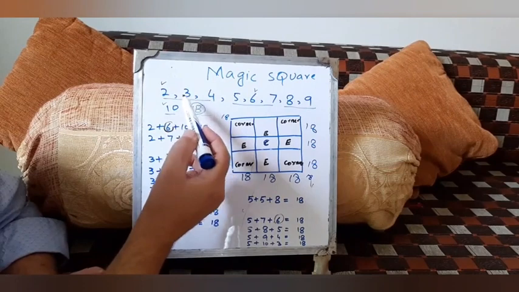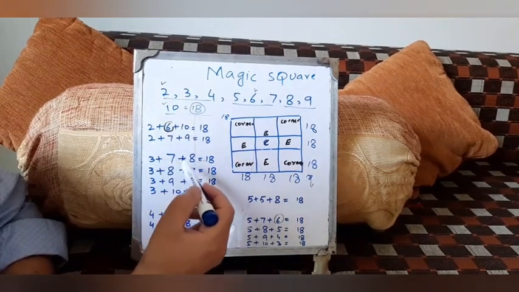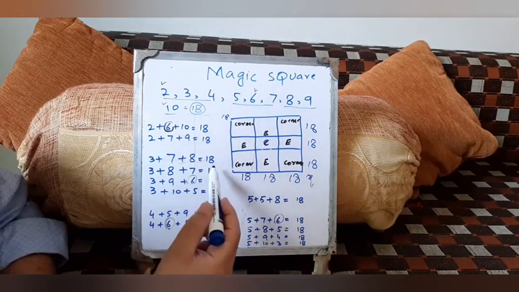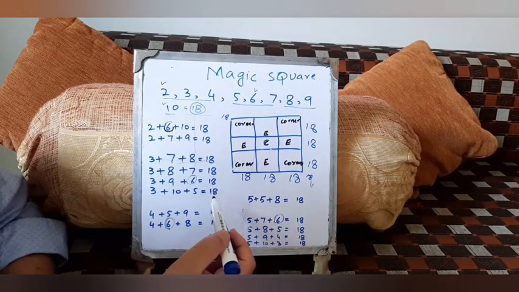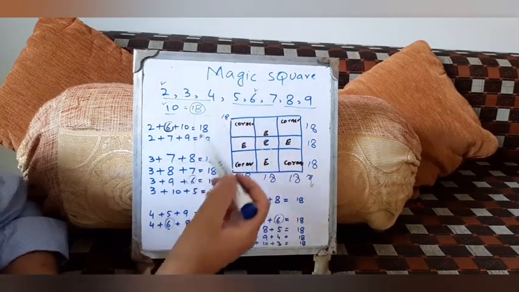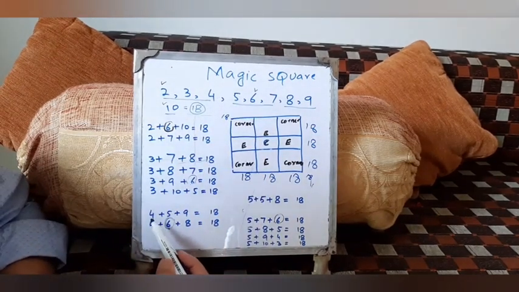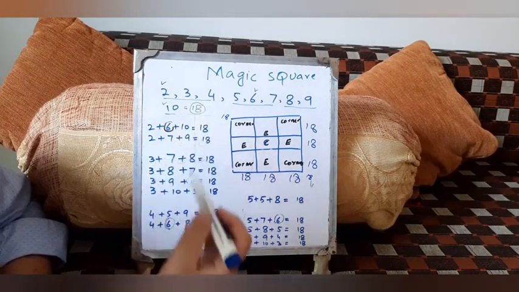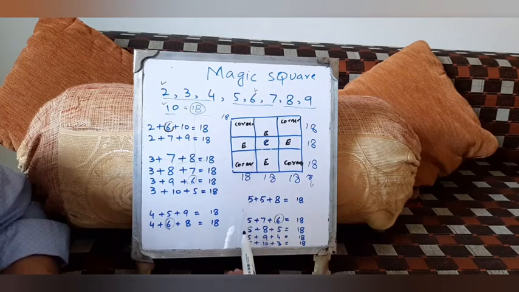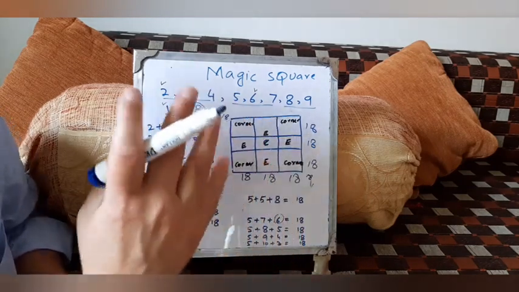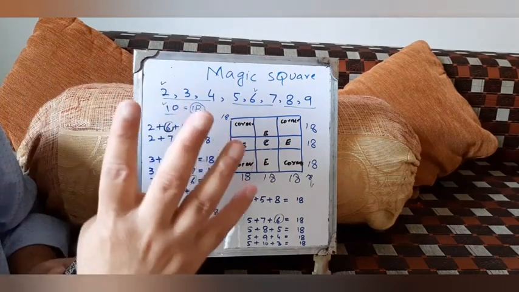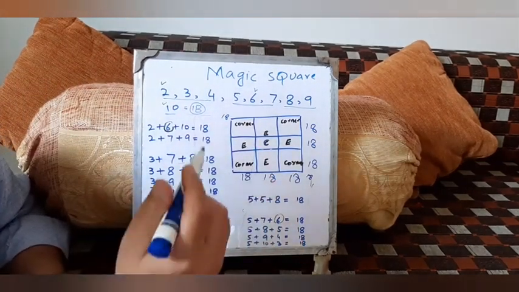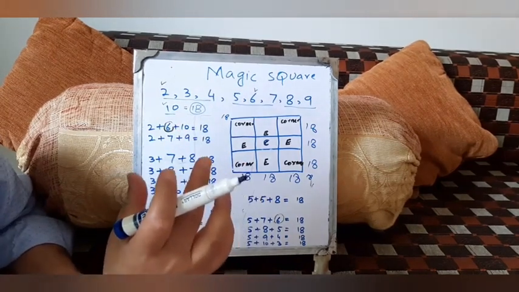Similarly, you will start with 3, and make different combinations of 3 digits to get the number 18. And similarly, you try the same thing for the number 4, then you try it for the number 5. So you do it at least for 4 digits. Try different combinations for 4 digits. That's important because you have to determine different things.